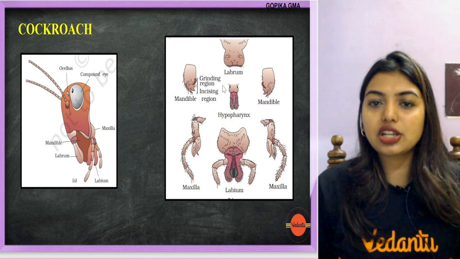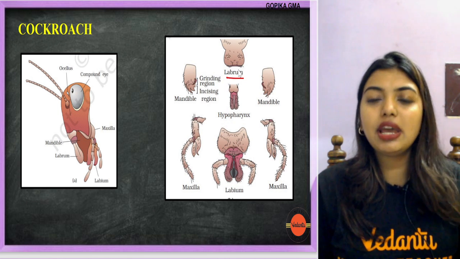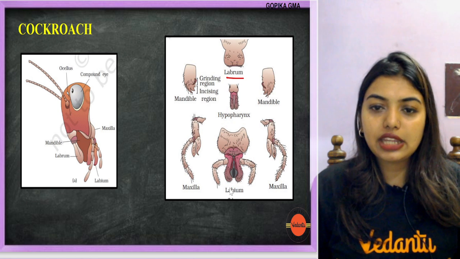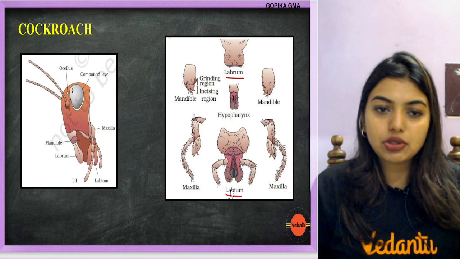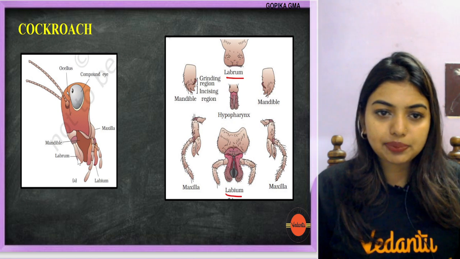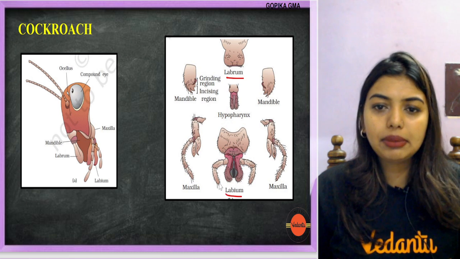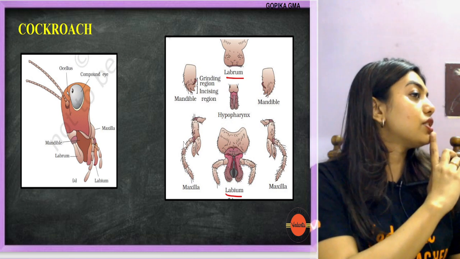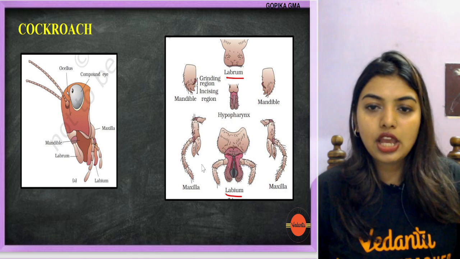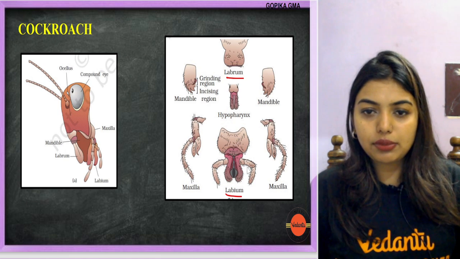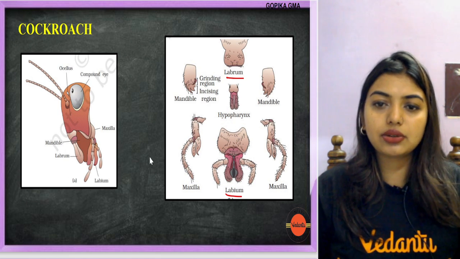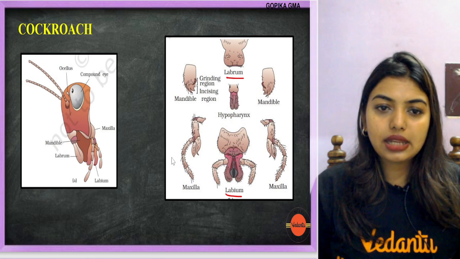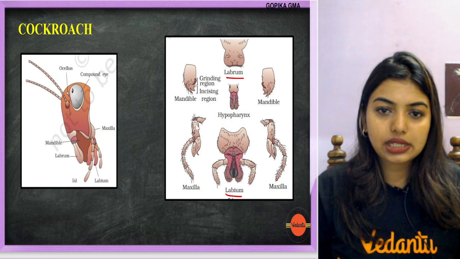Now if we enlarge the mouth parts, you will be able to see labrum, which will form the upper lip. Then we have labium, which will form the lower lip. So here you can see the labium. Then students, this cockroach, they have given the side view. So imagine you'll only be able to see one portion of it. That is what you're seeing here. Now maxilla is there. Here also you can see maxilla, how it is extending like this.